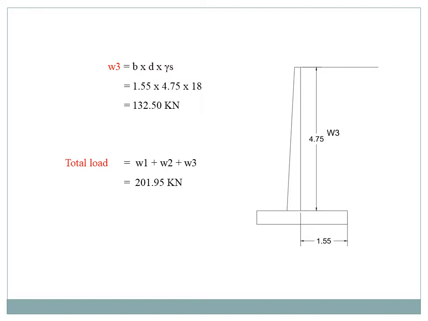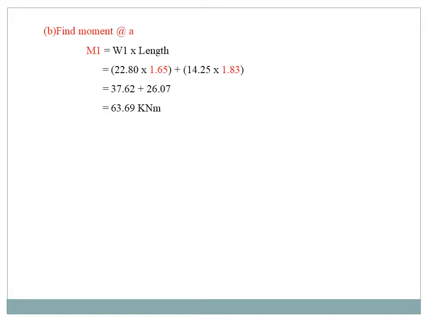Finally, the total load is equal to W1 plus W2 plus W3, 201.95 kilonewton. The next is the bending moments at A. We already found W1, W2, W3. Now we go to find the moments M1, M2, M3. The moment value is simply, the simple formula, moment is equal to load into distance. We already found the load values. Now we are going to find the distance also.